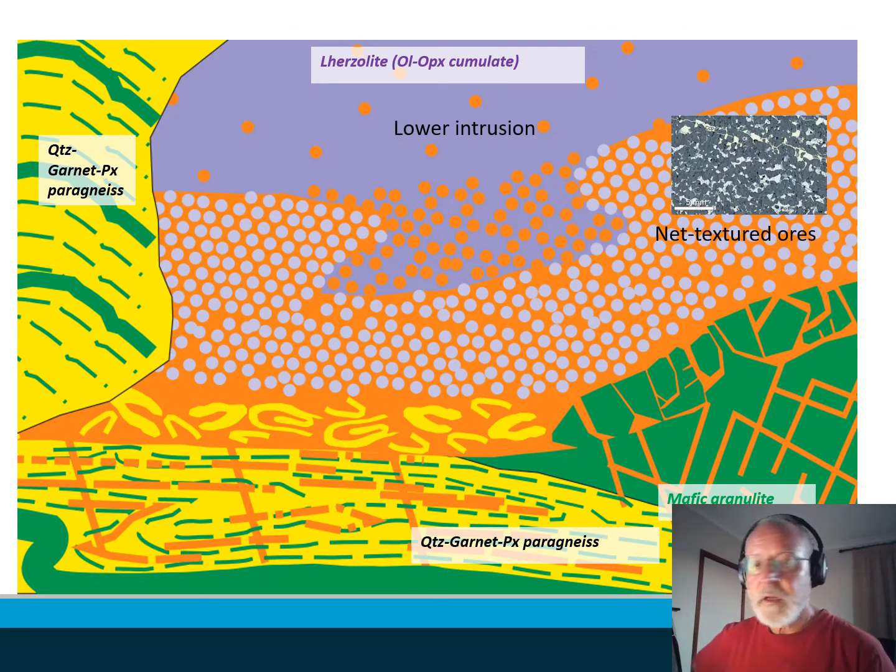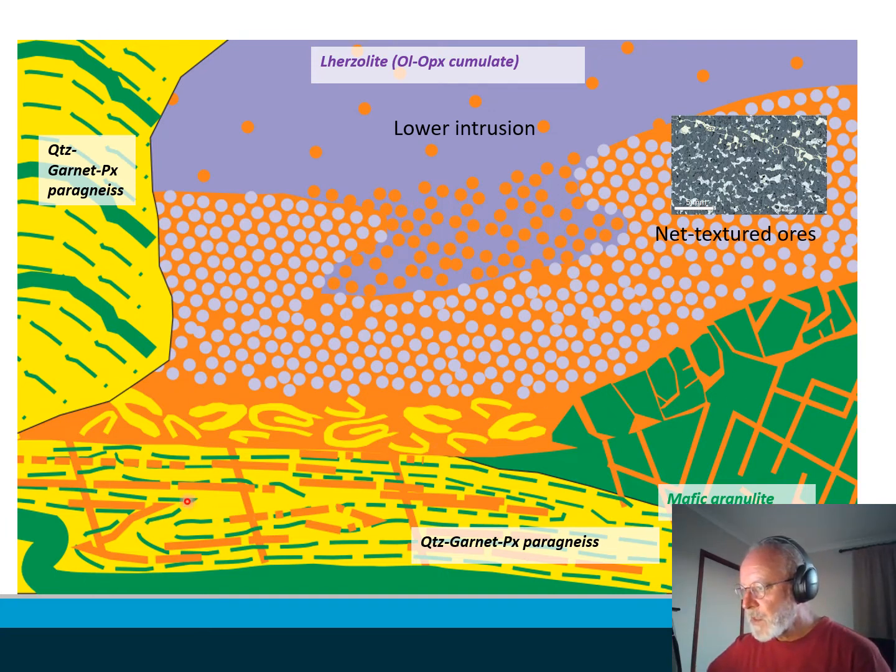The next few images will be based on this very stylized image of a cross section through the lower intrusion. The lower intrusion is in these purply colours, the sulfides are in these orange colours, and the yellow and green represent the country rocks. The green is a mafic granulite, basically an amphibolite, very, very dense, massive, largely unfoliated mafic granulite rock.